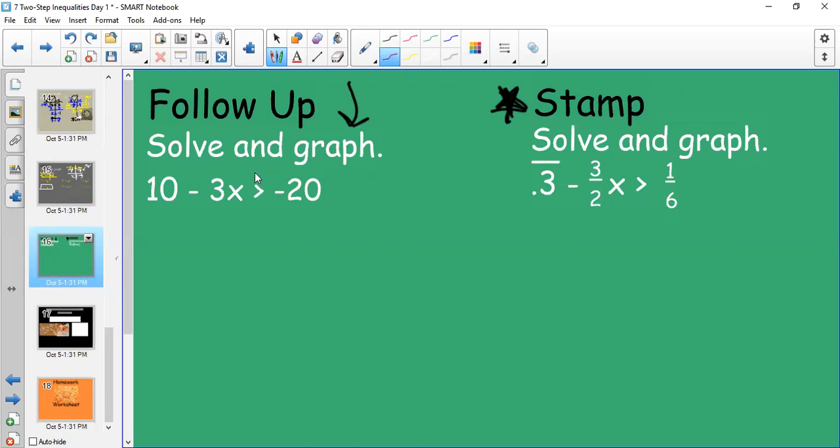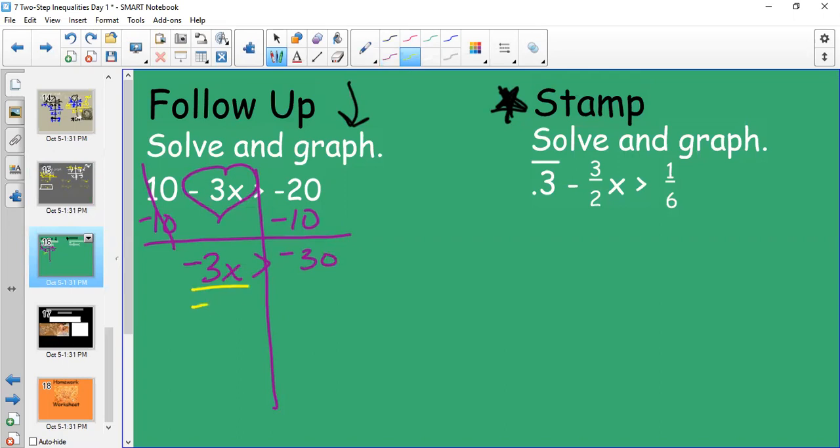All right, so answer to the first one, we should have subtracted 10 because our happy couple was -3x. When you subtract 10, the inequality symbol stays the same. We get -30 on the right side, and don't forget your -3 with the x.